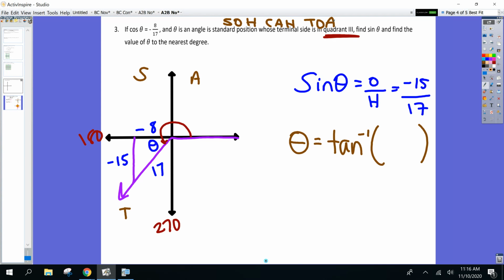So what's opposite in my diagram? -15 over adjacent -8. Okay, so now make sure your calculator's in degree mode. Second tangent. Always find the inverse of the positive, where whatever's positive in that quadrant, do the inverse of it.